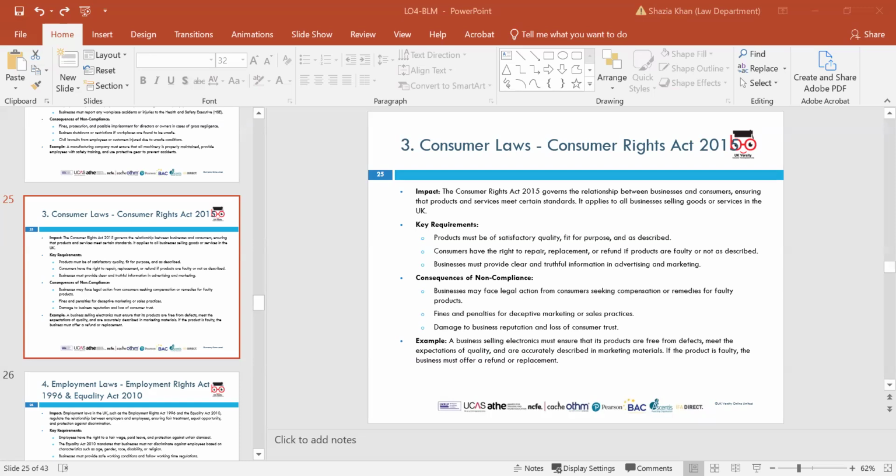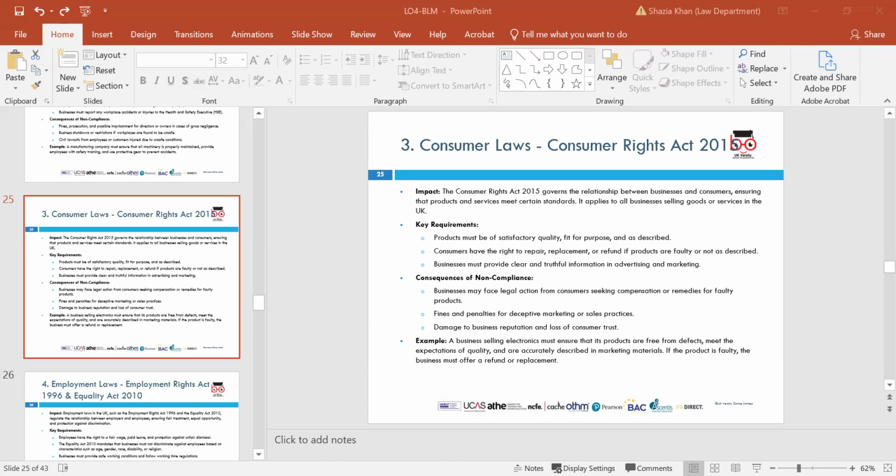Consumers must be given the right to return, replace, or have a repair for any faulty goods, and businesses must ensure they provide goods and services of an adequate level of quality to meet expectations. And then you've got consequences of that. So if you breach that, businesses may face legal action from consumers seeking compensation or remedies for faulty products, fines and penalties for deceptive marketing or sales practices, damage to business reputation, and loss of consumer trust.